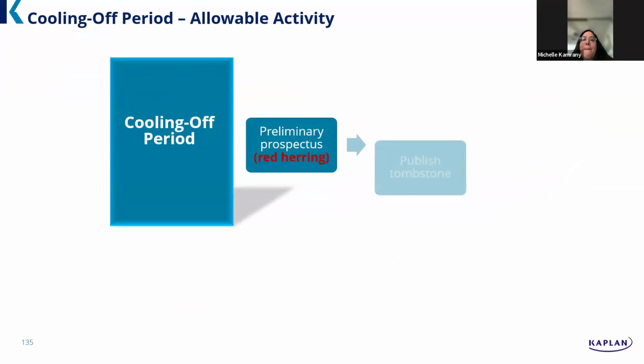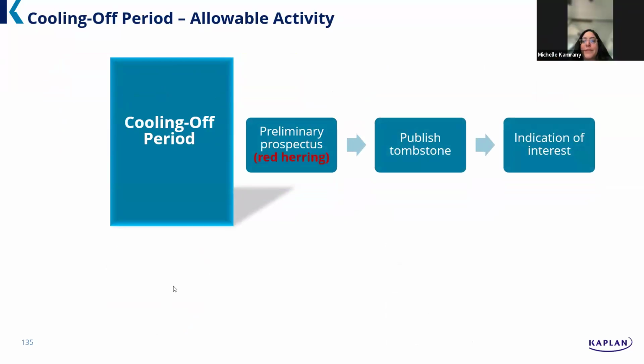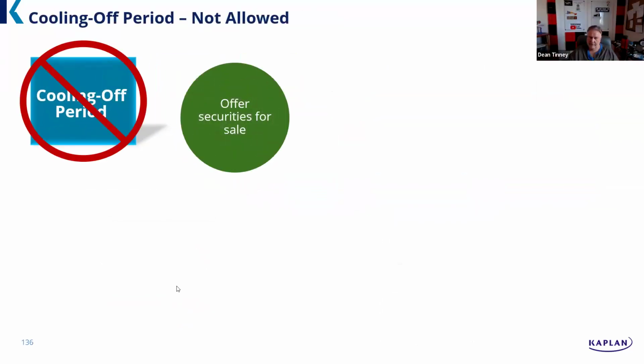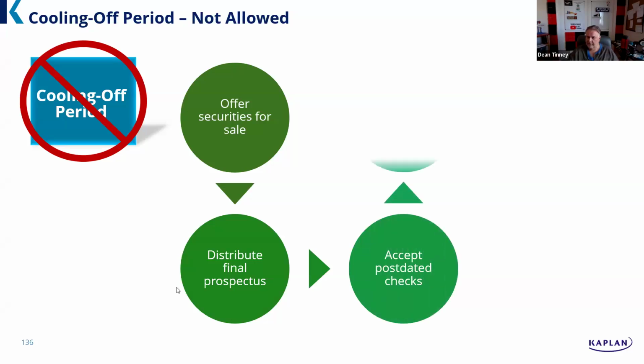That's pretty much everything you need except the final offering price. We can publish a tombstone. Very testable. The indications of interest are non-binding. And what we can't do during the cooling off period, right? We can't offer the securities for sale. We can't distribute the final prospectus, except post-dated checks, can't take orders.